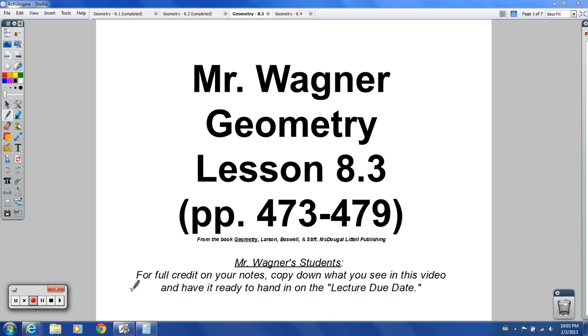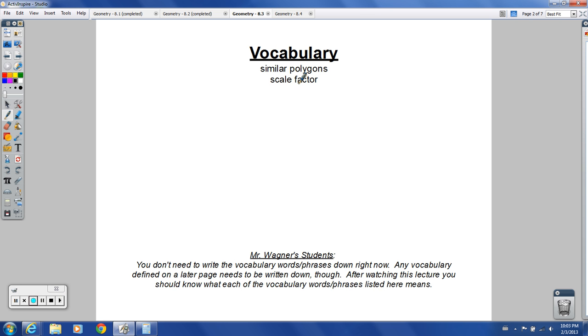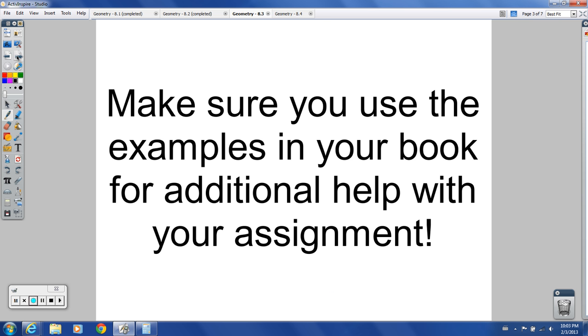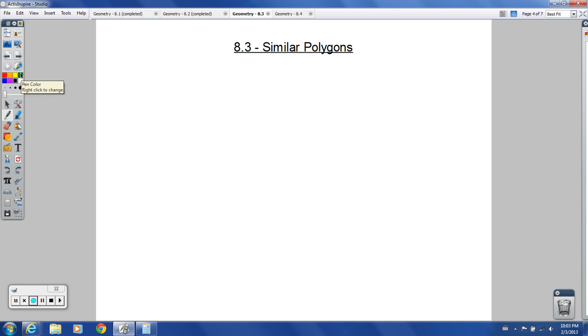Hey y'all, welcome to the lesson for 8.3. It can be found on these pages here in your geometry books. We're talking about similar polygons and scale factors today. That is a lot of what we will hit in this lesson, along with a couple other things here and there. And so let's check out a definition first. Let's get right into it.